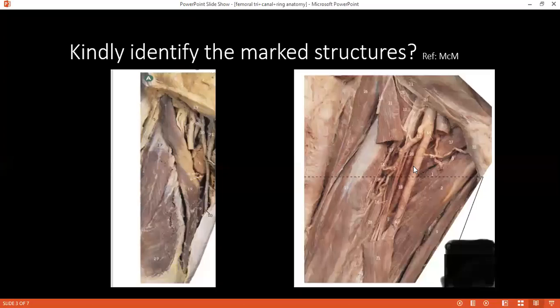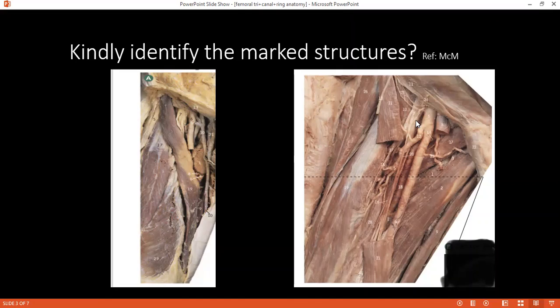Can you identify this structure, number 8 over here? Is it 8? Sorry, 6. This is the femoral artery, the common femoral artery. And what is 8? 8 is the femoral vein.